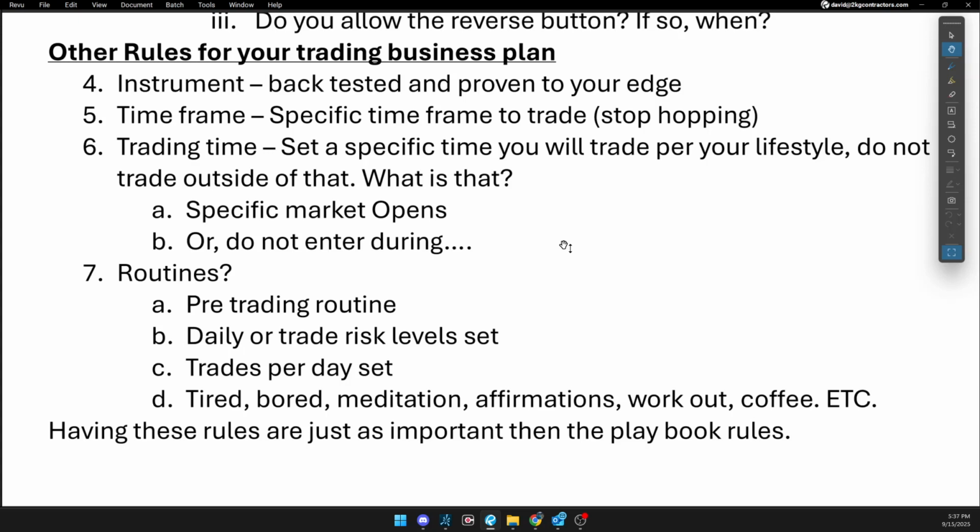Here's some good ones. Am I tired? Am I bored? Did I do my meditation? Did I do my affirmations? Did I do my workout? Did I have coffee this morning? These can be rules. Like, do I trade when I'm tired? Do I trade when I'm bored?